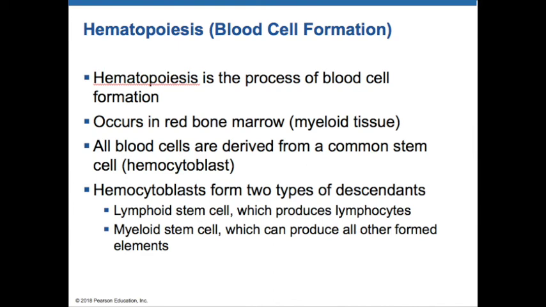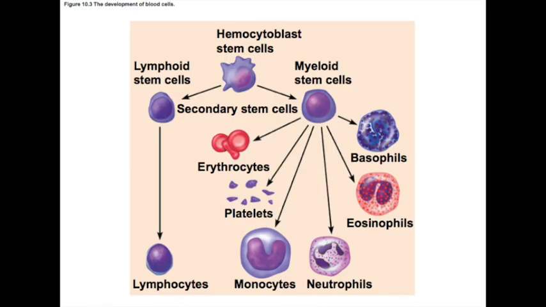Now, slide 31 will give you a better illustration of how it is that every single blood cell is going to be formed. Again, the hemocytoblast is going to create either a lymphoid stem cell or a myeloid stem cell. The lymphoid stem cell is going to produce the lymphocytes, and the myeloid stem cell is going to produce either the erythrocytes, the basophils, eosinophils, neutrophils, monocytes, and the megakaryocytes that are going to create the platelets.